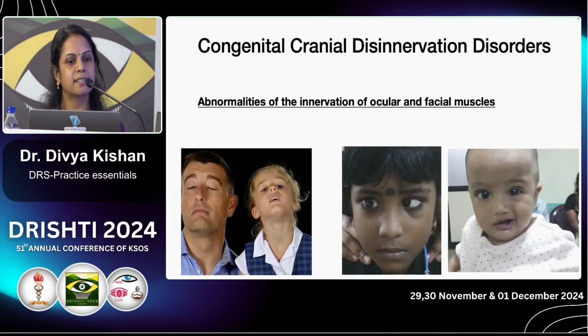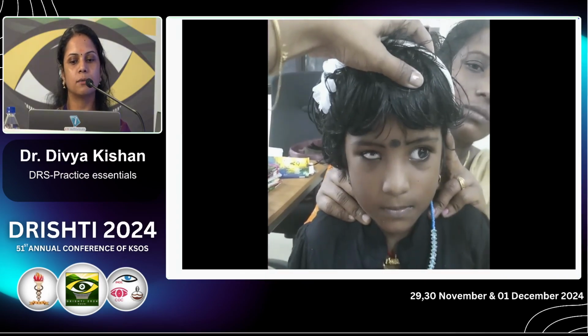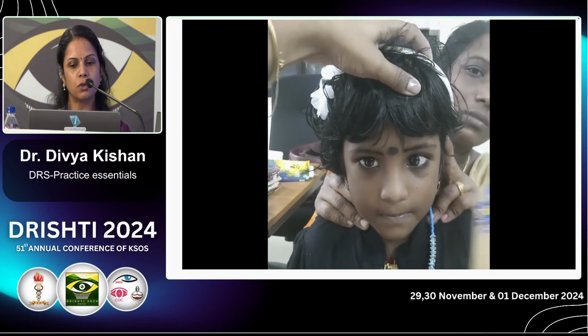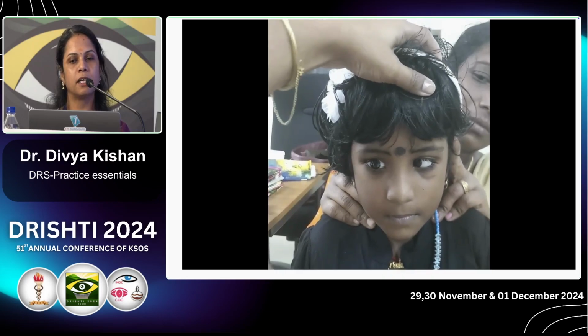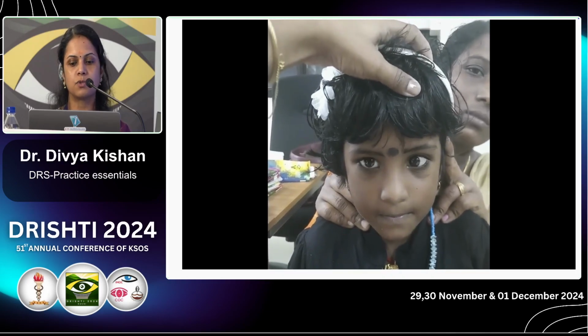Now, as already discussed, it falls in the broad category of congenital cranial disinnervation disorders, which include abnormalities of the innervation of the ocular and the facial muscles. It includes congenital fibrosis of extraocular muscles, Mobius syndrome, and congenital facial palsy, to name a few. So it basically has varying disorders in the horizontal movements with the characteristic finding of retraction and narrowing of the palpebral fissure, with or without upshoots and downshoots.